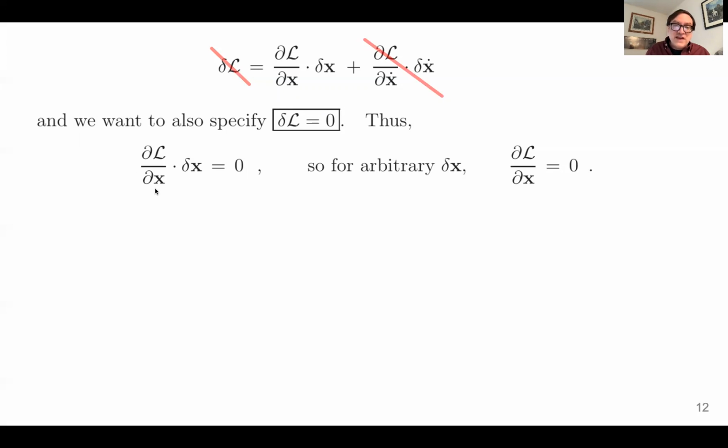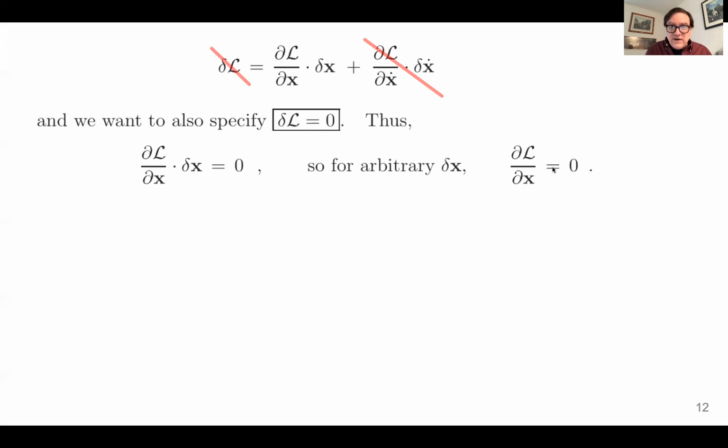So the only thing that can be 0, in this particular problem, is the partial derivative of the Lagrangian with respect to the spatial coordinate. It's the gradient of the Lagrangian, essentially. So in this system where we're just taking x and shifting it by a certain constant displacement, the gradient of the Lagrangian is equal to 0.